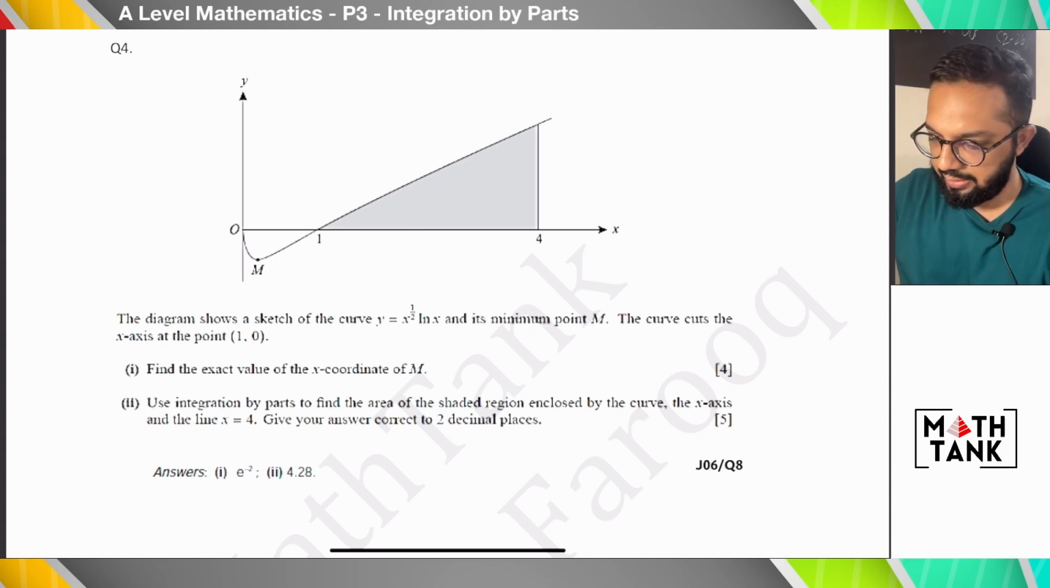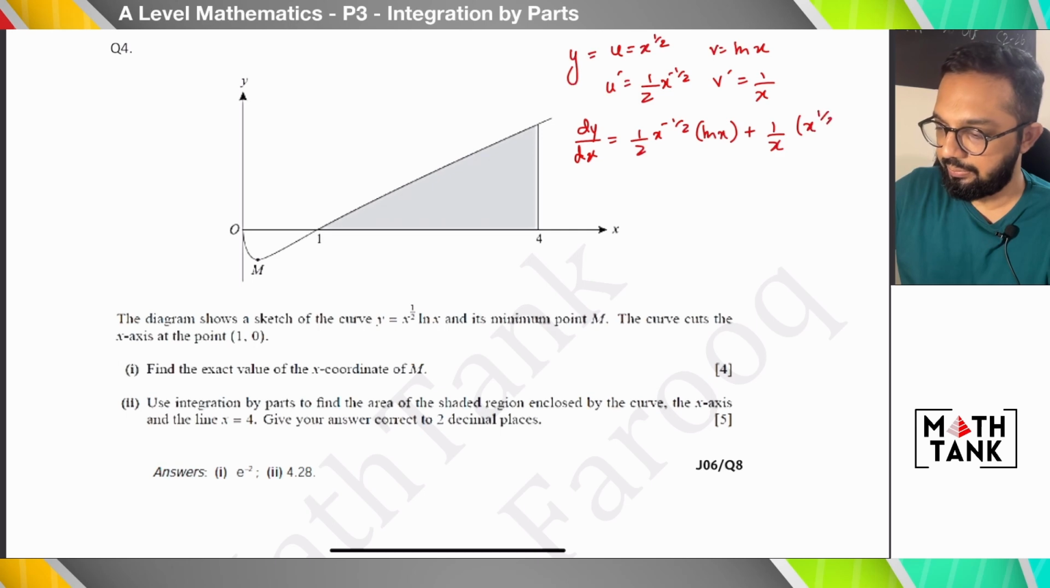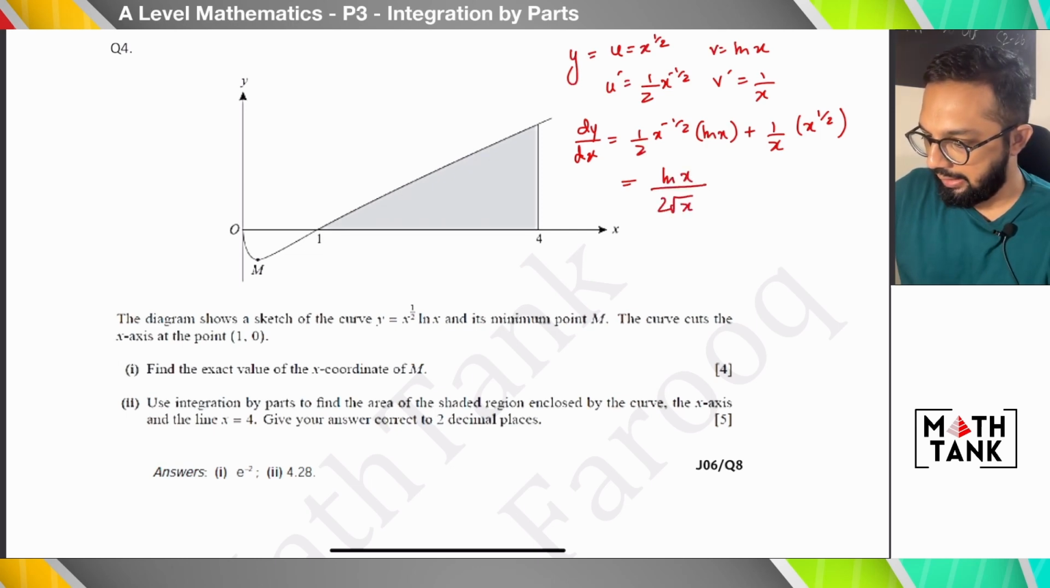When I start differentiating, I see that this is a product rule. So I'm going to say that u equals x power half, v equals ln x. u dash is half x power minus half, v dash is 1 over x. So I have dy by dx as u dash v plus v dash u. So I get ln x over 2 root x, if I were to write that as this. And since I have half in the numerator and 1 in the denominator, this also becomes root x. This becomes easy to solve.